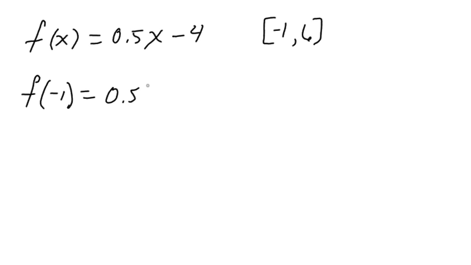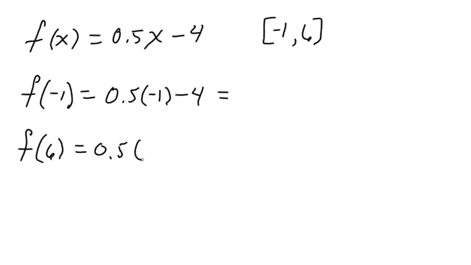So we have 0.5 times -1 minus 4, and then we want to get that number, and then we plug in 6. So 0.5 times 6 minus 4, and then we want to get that number there. Okay, so let's do that. Okay, so this one here is going to end up being -4.5, and we'll leave it in this decimal form and not put it in a fraction since we've got decimals as coefficients. And then we plug in 6 and we end up with -1.